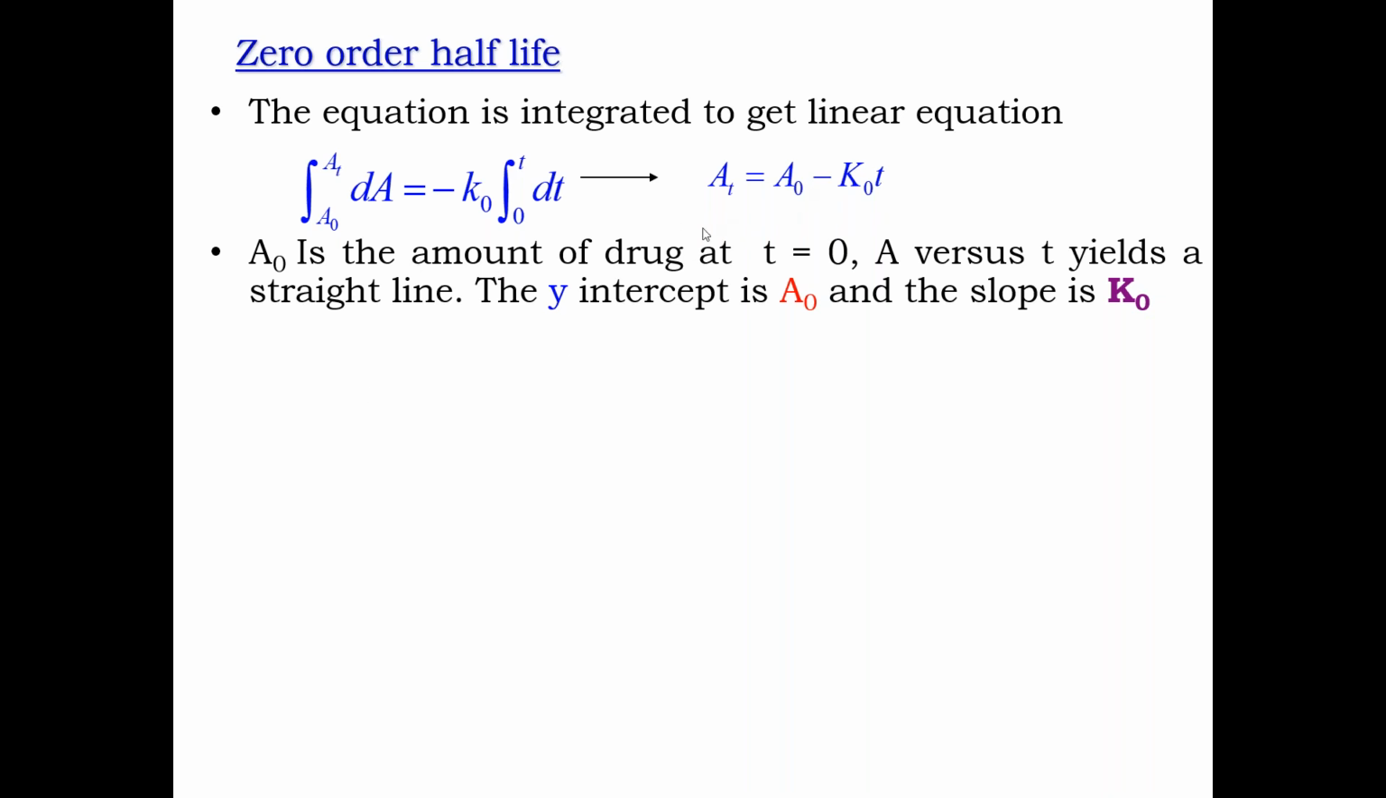So the advantage of this is that when I plot a graph between y, that is A t, versus x, that is t, I will get a straight line. Once I get a straight line, I can easily calculate k naught, that is the slope value. So slope is equal to k naught. Directly I can say slope is equal to k naught.